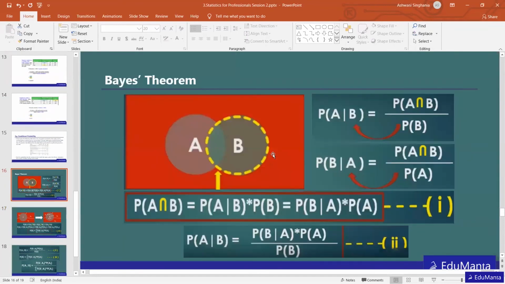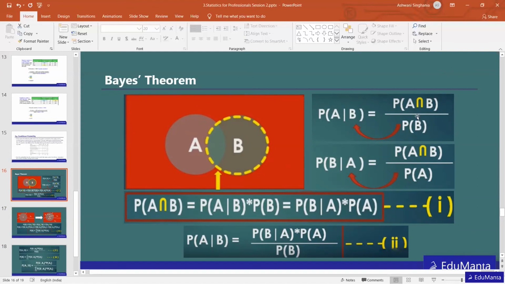So we can see that probability of A given B has occurred has the formula probability of A intersection B divided by probability of B. In the same way, probability of B given A has occurred has the formula probability of A intersection B divided by probability of A. The common part in these two formulas is the numerator, so we can make the numerator the subject for both.